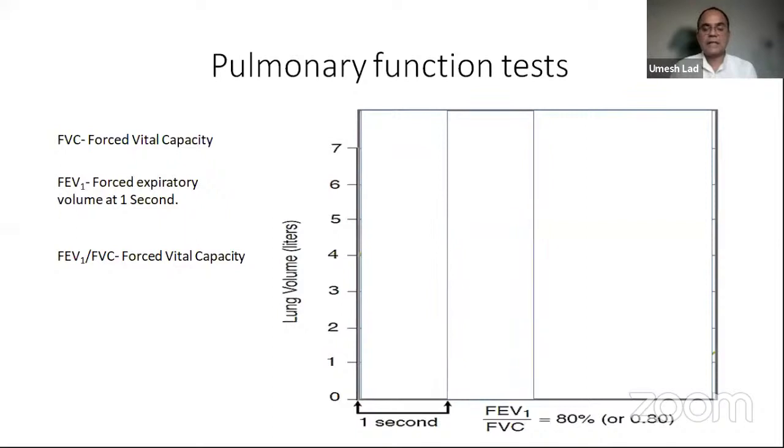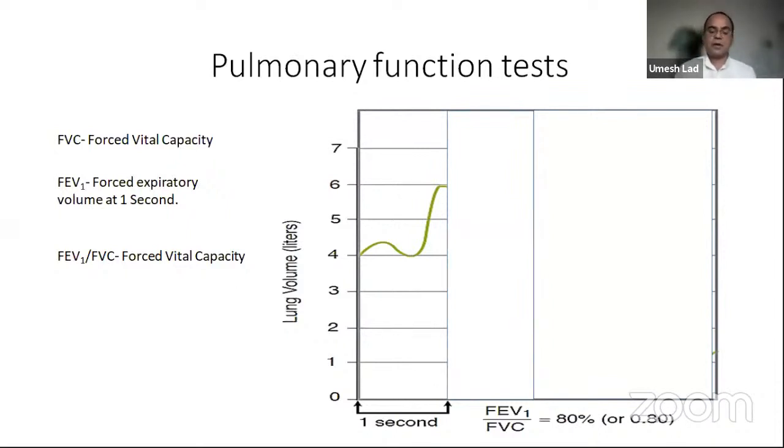It is not that any random second is taken. From the start of the expiration to the end of the first second, how much volume of air is exhaled by forceful respiratory effort, that will be taken as the FEV1. And then the ratio. Now to begin with, we do normal tidal respiration. If you do normal tidal respiration, there will be 500 ml of air taken in and 500 ml given out.